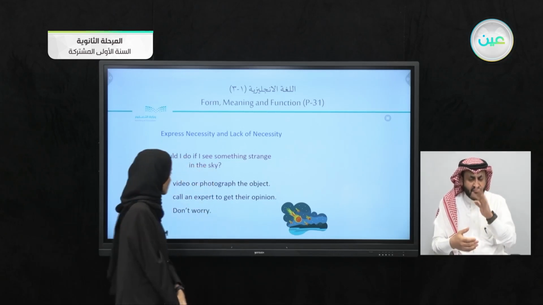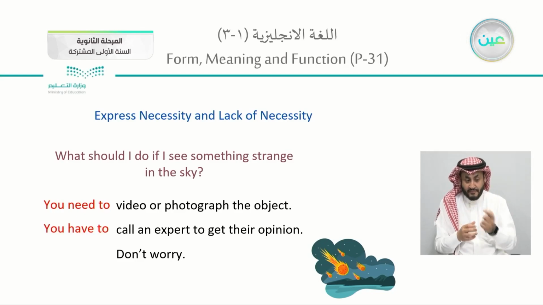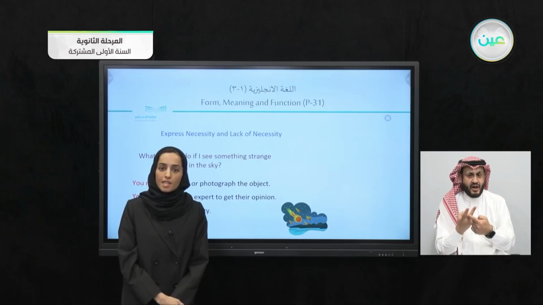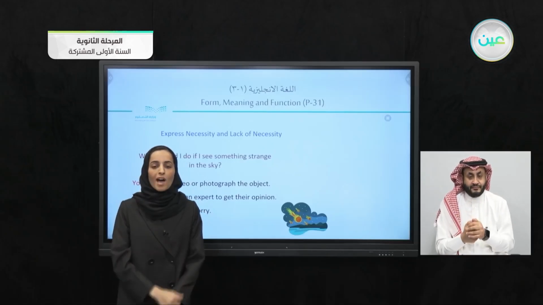We can use certain modal auxiliaries to express whether this thing is necessary or not necessary. So we can say, you need to video or photograph the object. Call an expert: you have to call an expert to get their opinion. How about don't worry, the negative one? You don't need to worry. So we have three options. Two of them are for things that are necessary: you need to, and higher, you have to.